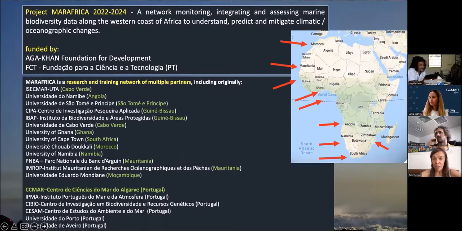The partners that were included originally in the application were these. There are several from Cabo Verde, Angola, São Tomé, Guinea-Bissau, South Africa, Morocco, Namibia, Ghana, Mauritania, Mozambique, and also several institutions of higher education and research from Portugal. Since then, other institutions have asked to join. So we cover mostly the Atlantic coast of Africa, and Mozambique is also included, so we go around this corner at the moment.